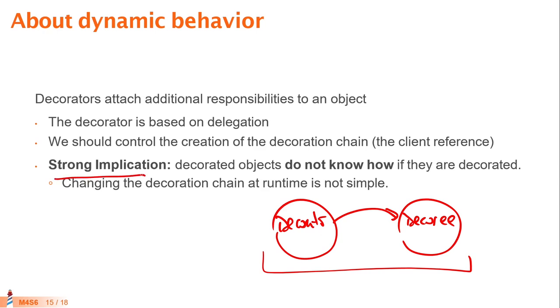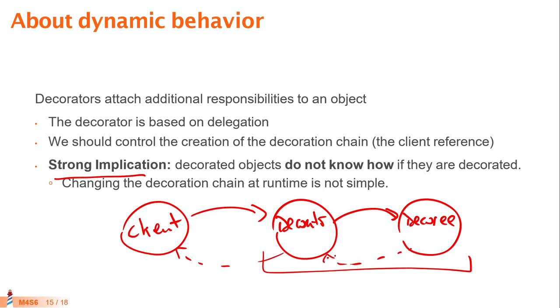There is a strong implication also on this: if we have a client here, of course the client doesn't know which kind of object it is talking to, but the decorator doesn't know either if it is being used by the direct client or by another decorator. And it is also the case for the decoree. The decoree doesn't know if it is used by a decorator or by another client. So this means that changing the decoration chain or removing one decoration in the middle of the execution is not an easy task. The design pattern is actually not made for that, and doing that adds a lot of complexity to the code.